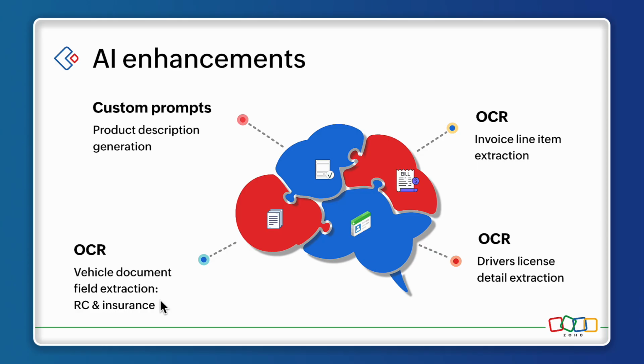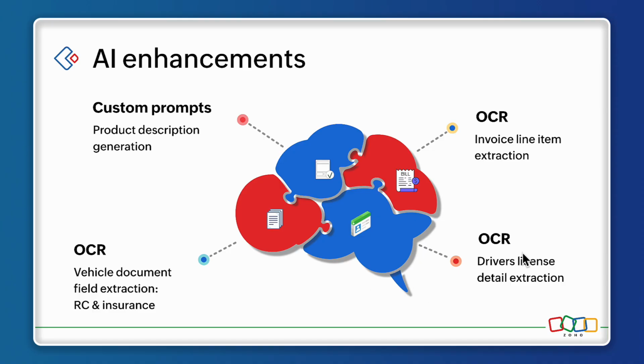And then the vehicle document. Whenever you are onboarding any new vehicles, you need to have the vehicle information like the RC and the insurance, all this information, right? Instead of typing this information manually in your database, if you have the picture of the RC and the insurance, you can upload them, and this OCR will extract that information and save it in your database, right?